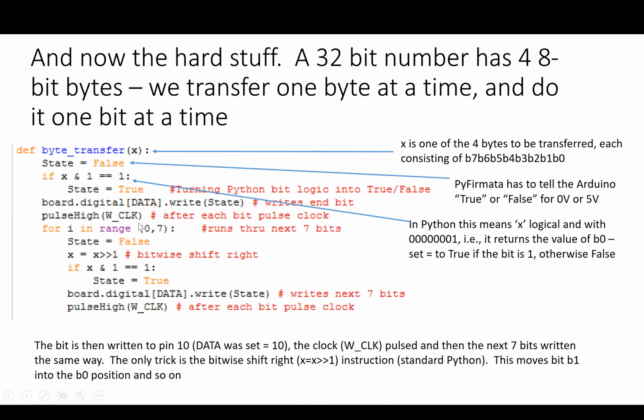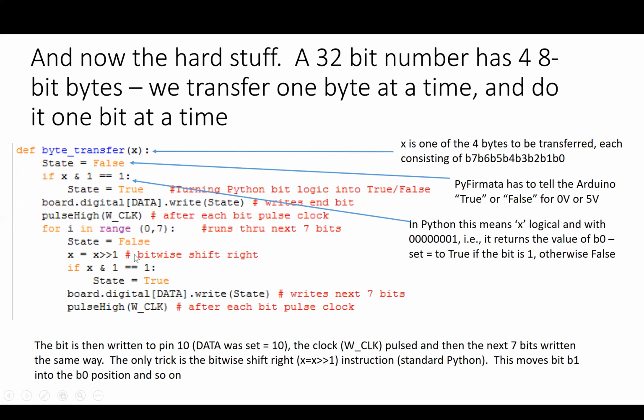So we have a little for loop here going between 0 and 7. Remember, the range statement ends at 6 in this case. So that's the next 7 bits. And once again, we set state to false. Now here's a beautiful trick. We take this 32-bit integer number. This double chevron means shift the bits 1 bit to the right. We do that, and then we repeat this operation again.